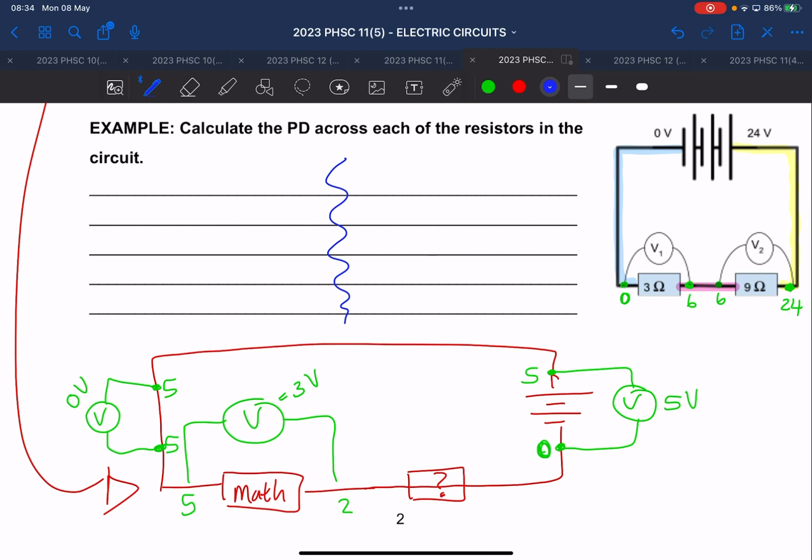All right. So, we want the volts. But to get the volts, we must first get the current. And for that, we need the resistance. And then we can get the volts. Now, the total resistance in that circuit is 12, right? They're in series with one another. 3 plus 9 is 12. The total volts in that circuit is 24.